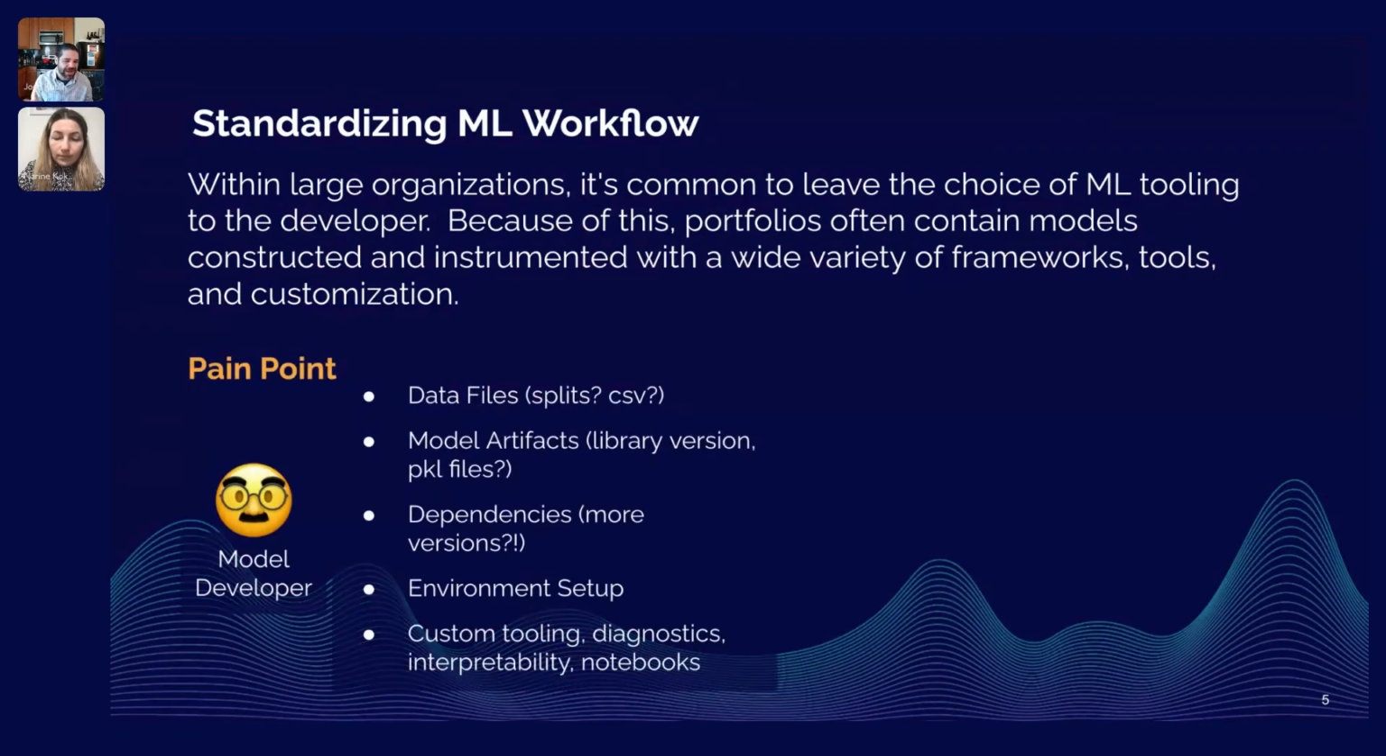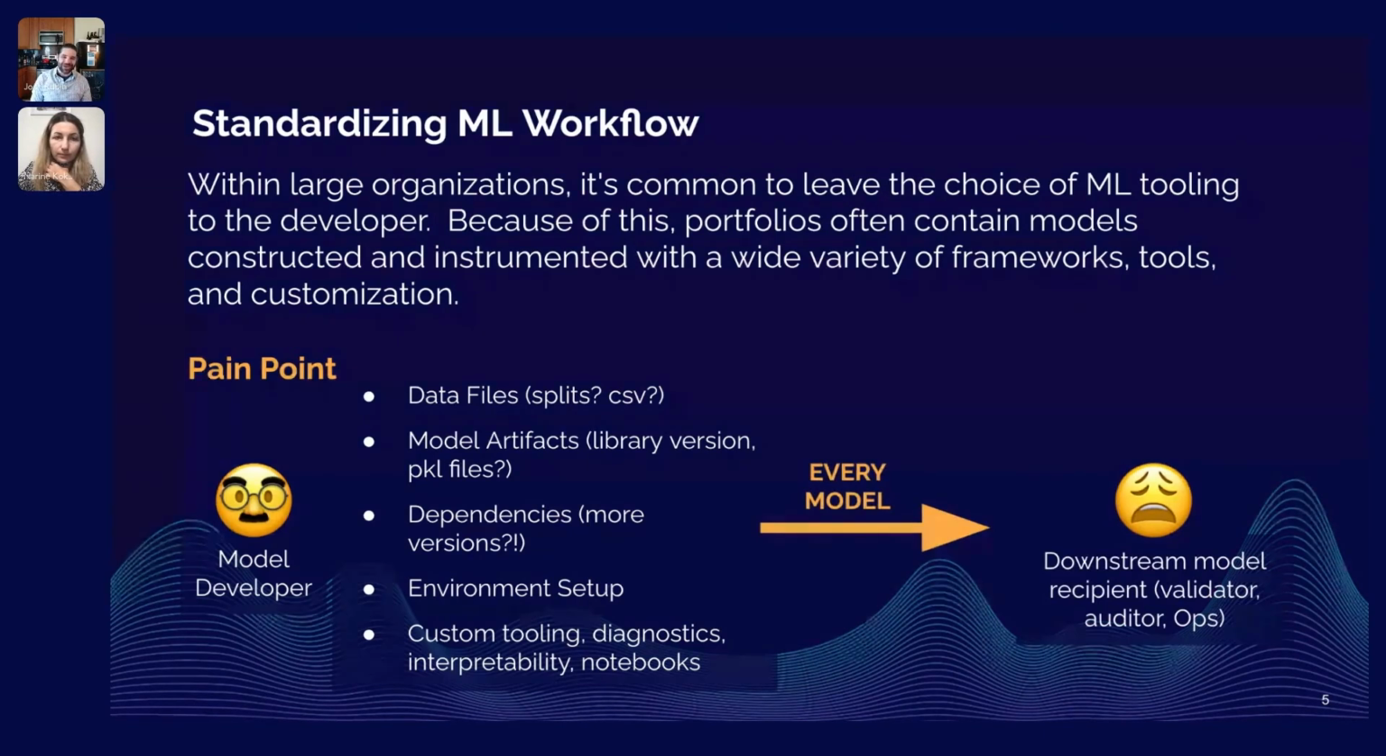So here's the pain point, right? Model developer has data files with various splits. They may store stuff in CSV files or pick your file format. There's various kinds of model artifacts depending on the kind of framework. There are dependencies, environment setup, custom tooling, diagnostics, interpretability, notebooks. And for every model, the other stakeholders have to receive that bunch of stuff. There's often a negotiation and a kind of communication that has to happen for how to spin up that model and for that stakeholder to interact with it in the way that they need to. So it's kind of a bummer for the downstream recipient. And it introduces a huge amount of inefficiency into organizations that have a lot of models, a lot of devs, and a lot of stakeholders.